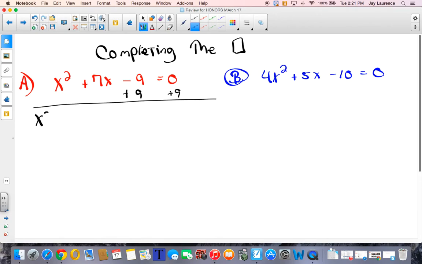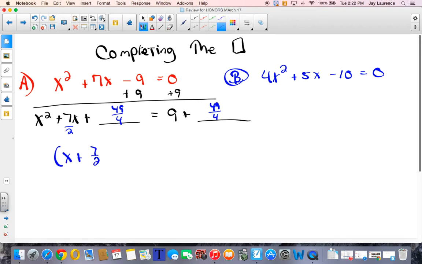And when I do that, I'm going to get x squared plus 7x plus blank equals 9 plus blank. All right, half of 7 is 7 halves. 7 halves squared is 49 fourths. So I'm going to add 49 fourths to both sides. This will factor real nicely as this. Not a coincidence that that 7 halves is right there.